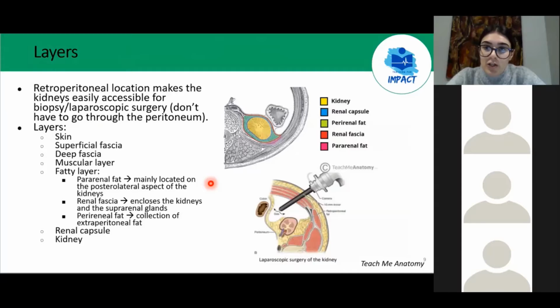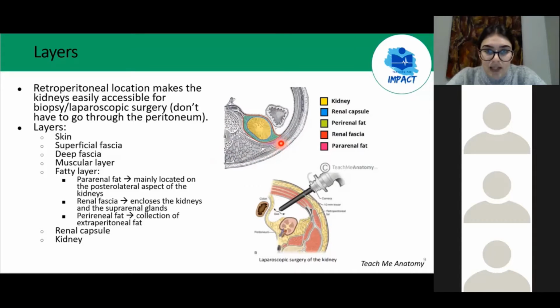So the location of the kidneys in the retroperitoneal space makes it really handy for surgeries and for laparoscopic exploration of the area, because we don't have to go through the peritoneal layer in order to access the kidneys. But we do have to go through a couple of layers. The first layer is going to be the skin. Then we go through our superficial fascia, then our deep fascia, then our layer of muscles. And then finally we get into our fatty layer, which is quite unique to the kidney.